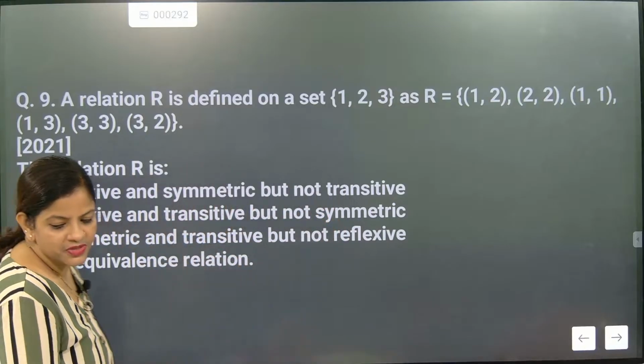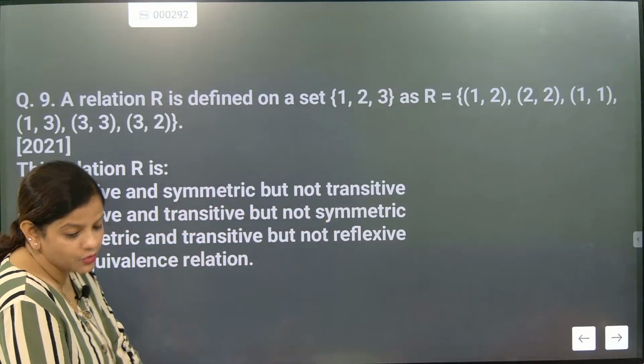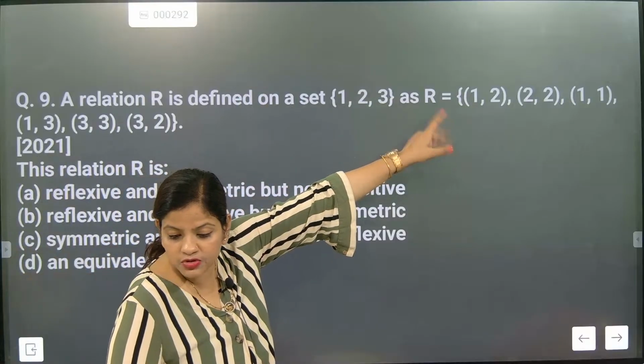Symmetry: 1 2, 2 1 is missing. Absolutely, very good. All of you are absolutely correct, because here 2 1 is missing, beta. So symmetry is not there.